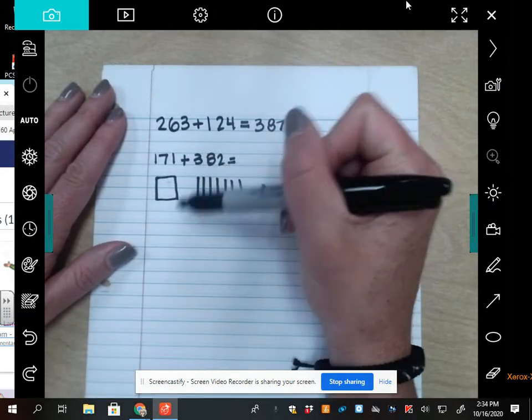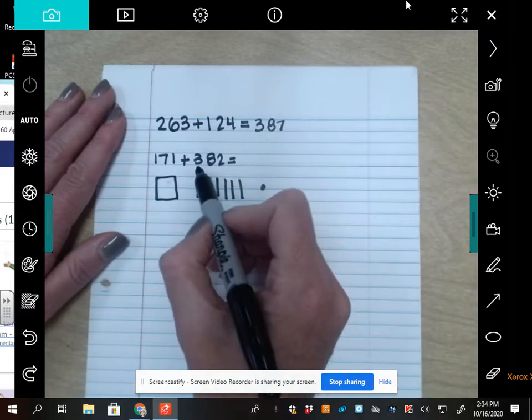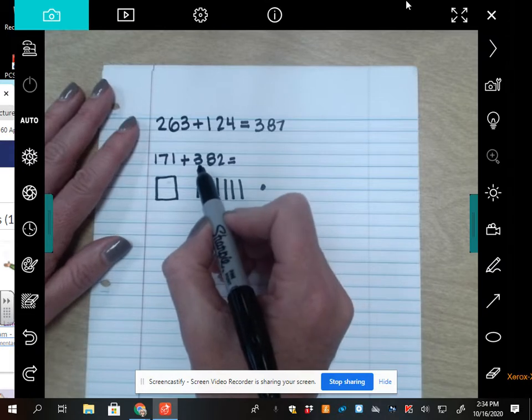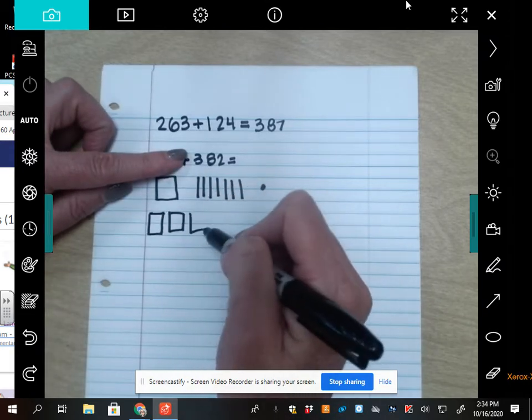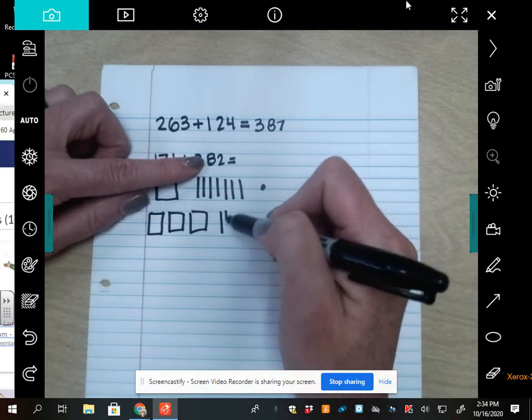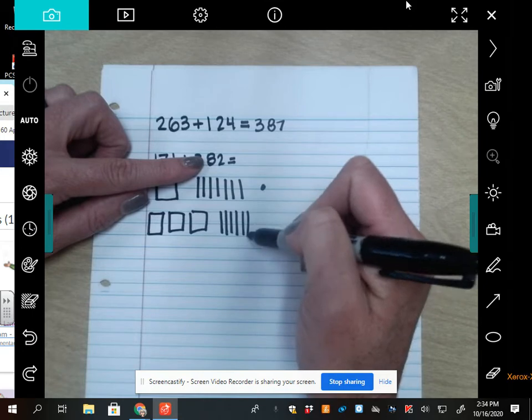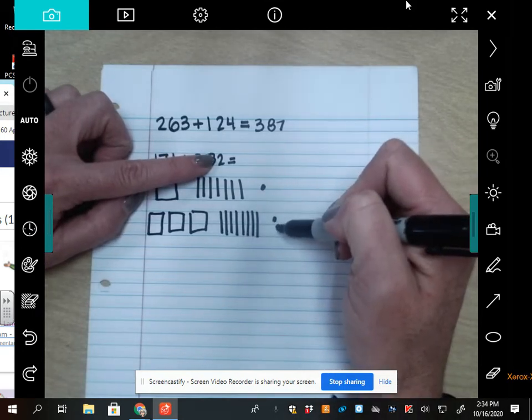Okay? Now let's look at our next number. Again, we're adding, so I'm not going to take anything away. I need to put more things up here. So let me look at my second number, and I'm going to start drawing these. I see 3 hundreds. 1, 2, 3. I see 8 tens. 1, 2, 3, 4, 5, 6, 7, 8. And then I have 2 ones.